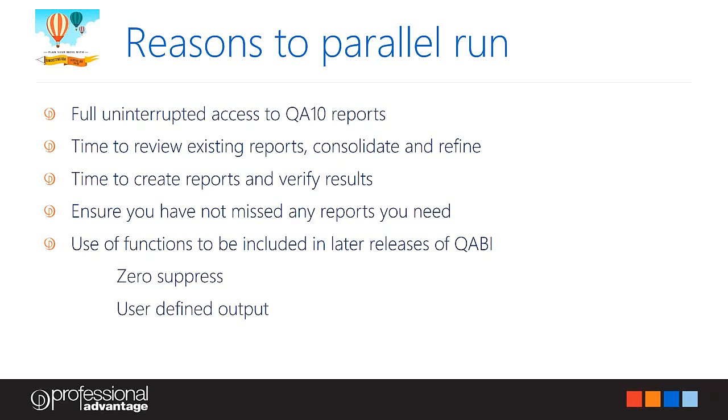Like all applications, Infor are continually releasing new versions with additional functionality included. As an example, two of the main inclusions we are waiting for are zero suppress in ledger import and user-defined outputs. If you use these functions that are not yet included, running parallel will provide you the ability to run these reports in Q&A10, and then when the functions are released, you can then run them in QA BI.